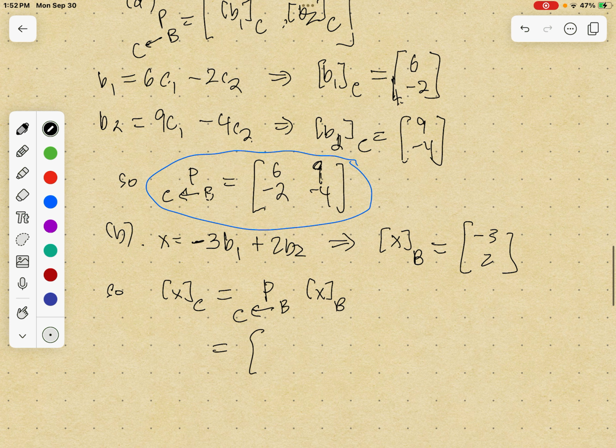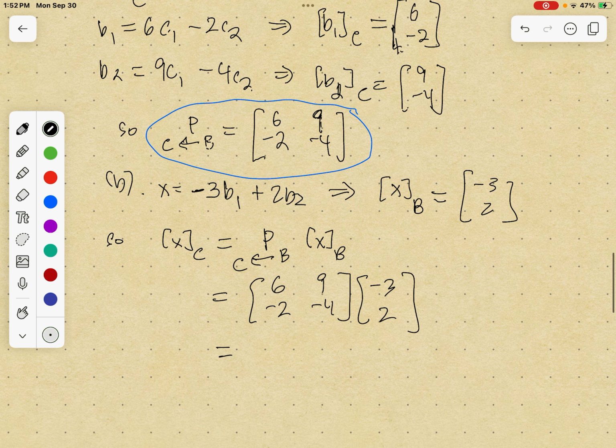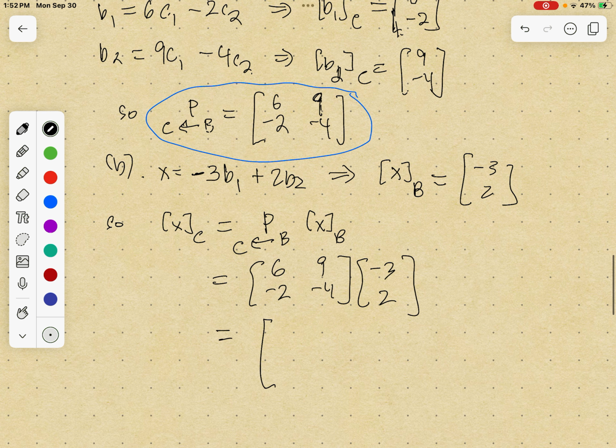And so this is equal to this matrix times this vector, and that is equal to, okay, negative 18 plus 18 makes 0, and then 6 minus 8 is negative 2. And so the answer is 0, negative 2. And let me just check in the back of the book. I'm doing 4.7 number 1. Yep, that's correct.